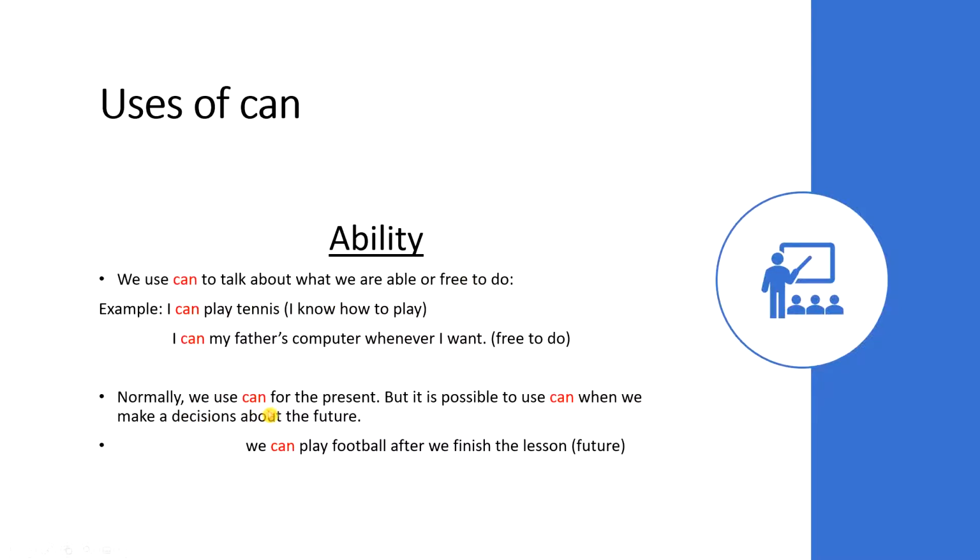Normally we use can for the present, so it's for now. But it's possible to use can when we make a decision about the future. Let's see an example. We can play football after we finish the lesson. So it's not now, it's after we finish the lesson, it's the future. So here it is talking about the future. We can play football after we finish the lesson.